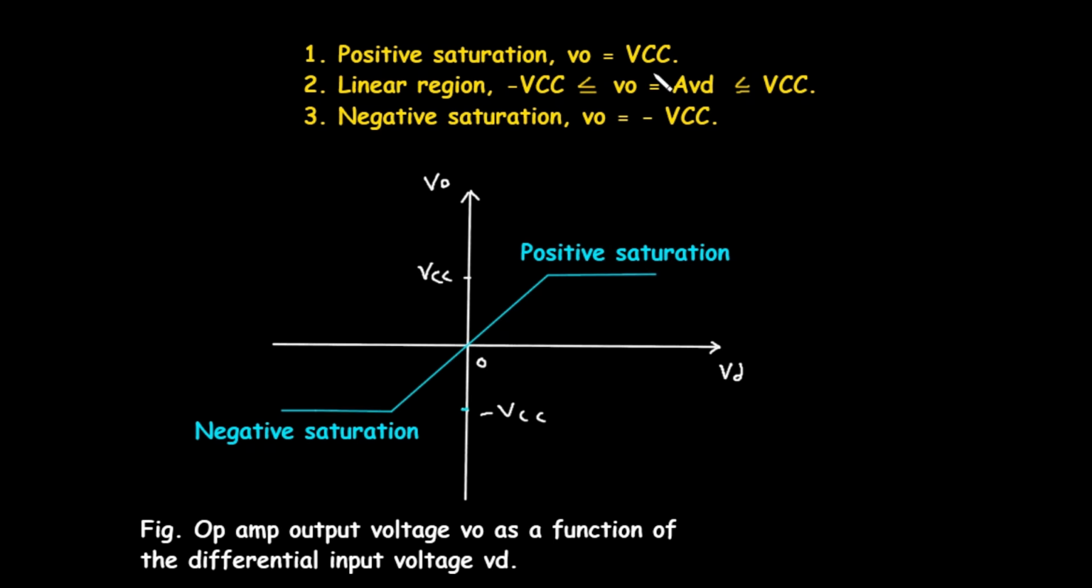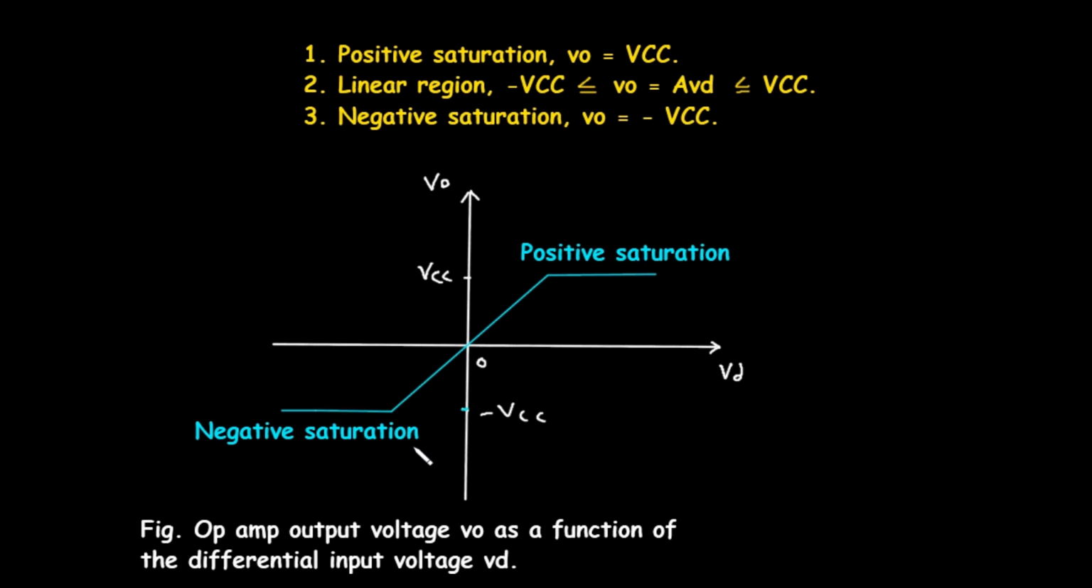Next is positive saturation. In positive saturation, VO equals VCC. If the differential input VD becomes even slightly positive, the output VO shoots up until it hits its physical limit, which is the positive supply voltage plus VCC. It cannot go any higher than this plus VCC. This is called positive saturation.